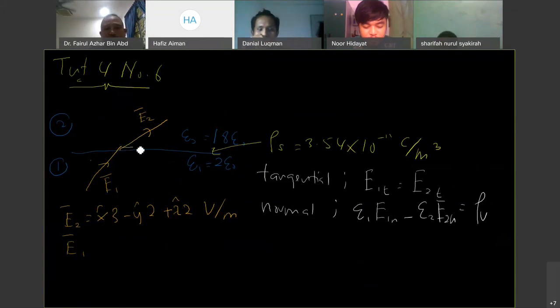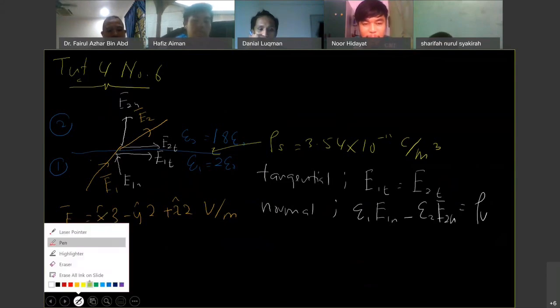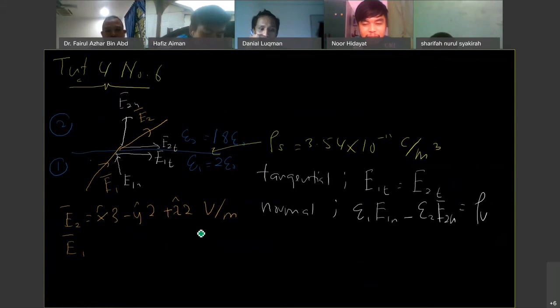So we have a tangential component here. So this is E2t. This is E1t. Right. So this is our normal component. So this is E2n, and this is our E1n. All right. So based on this vector equation, we have that E2 is equal to x cap 3 minus y cap 2 plus z cap 2.